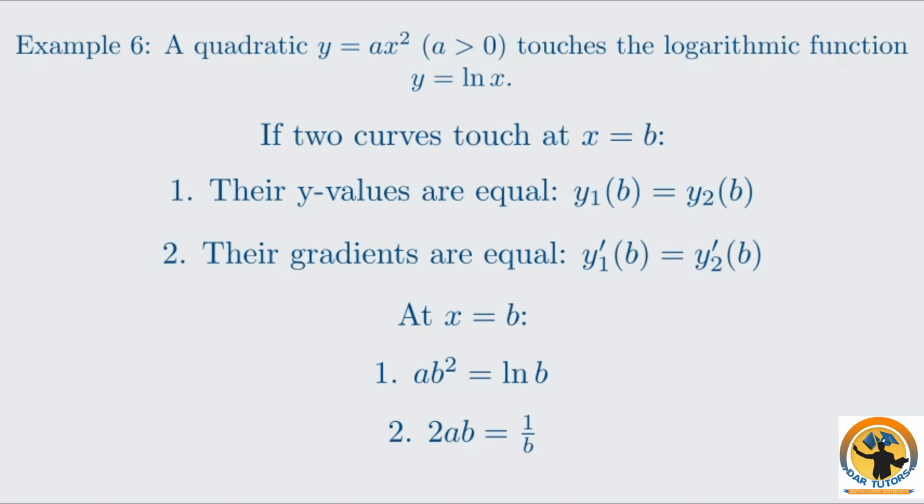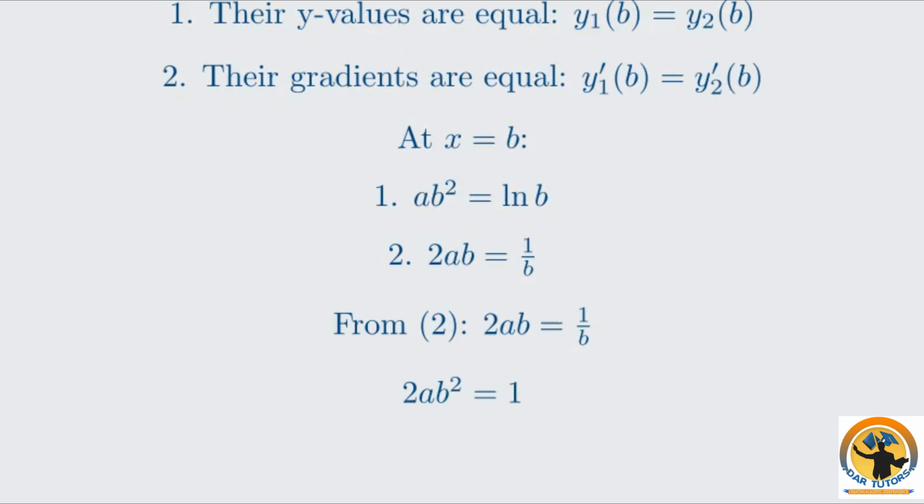From the second condition, the derivative of x squared, which is 2ax, must equal the derivative of ln x, which is 1 over x. So 2ab equals 1 over b. We now have a system of two equations with two unknowns, a and b. Let's solve for them. From the second equation, 2ab equals 1 over b. We can solve for a. Multiplying by b gives 2ab squared equals 1, so a equals 1 over 2b squared.